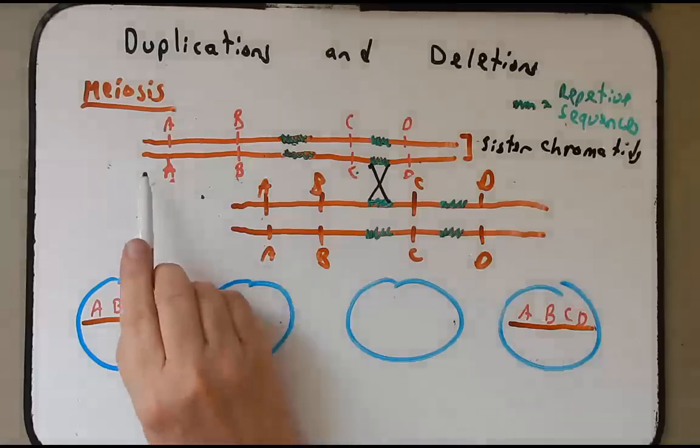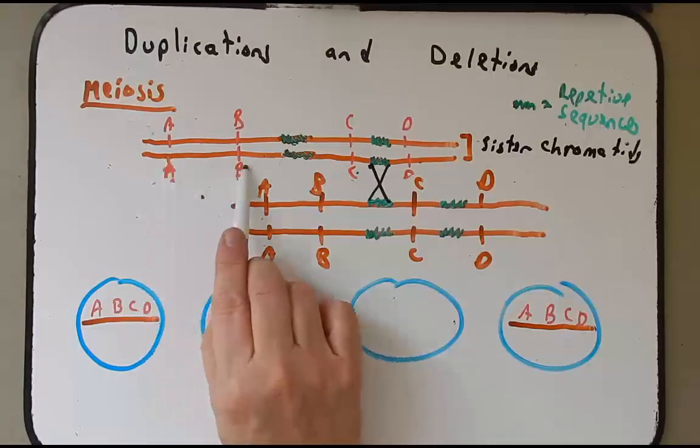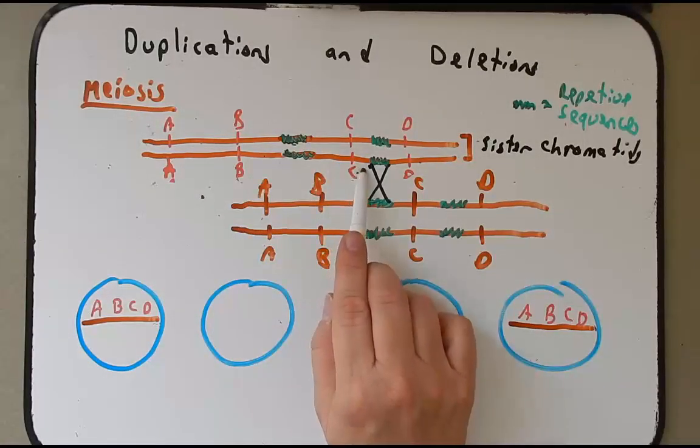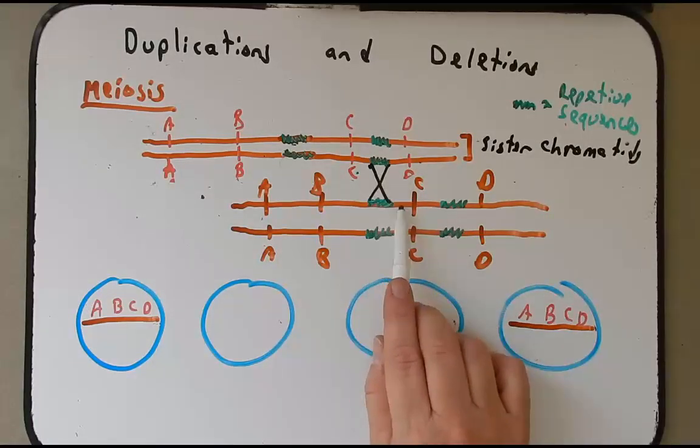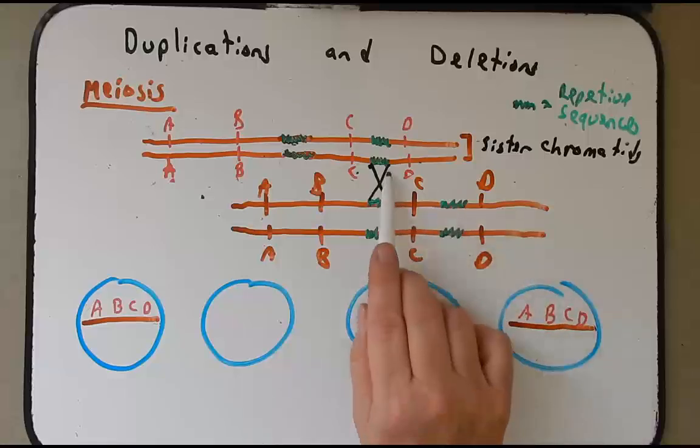Now let's follow this one here. It has A, B, C. It crosses over, so there's going to be exchange now where this part of the chromosome is going to get swapped up here.